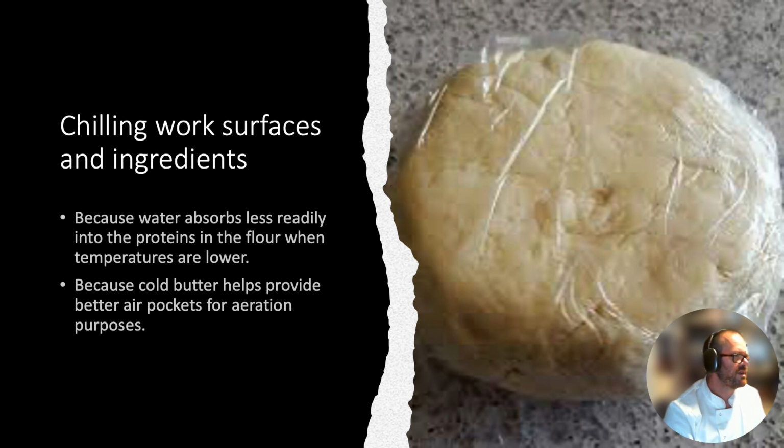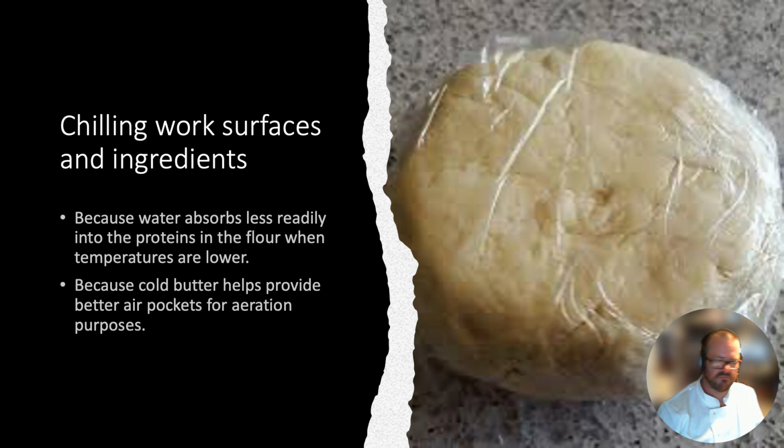Depending on what the product is, the water absorbs less into the protein in the flour when the temperatures are lower, right? So that's going to slow down gluten activation. But also, the cold butter might provide a better air pocket for aeration purposes. So it depends again on what it is as to why we're chilling the product down.